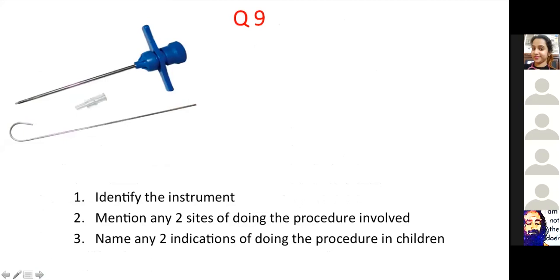Okay. The next is this instrument again. So we have shown you a lumbar puncture needle. The next is this needle. Identify the instrument. Mention 2 sites of doing the procedure. Name 2 indications for doing the procedure. Simple question.